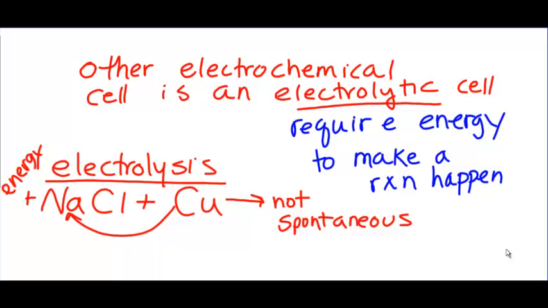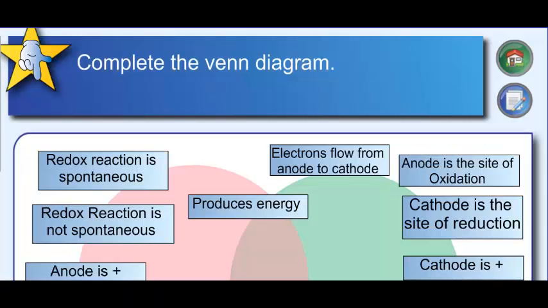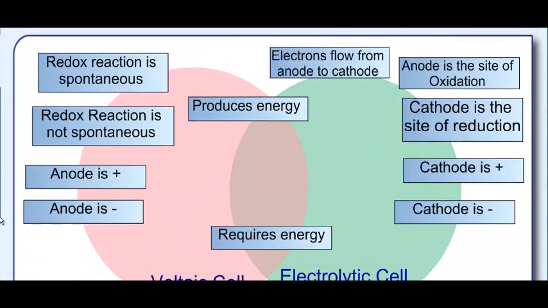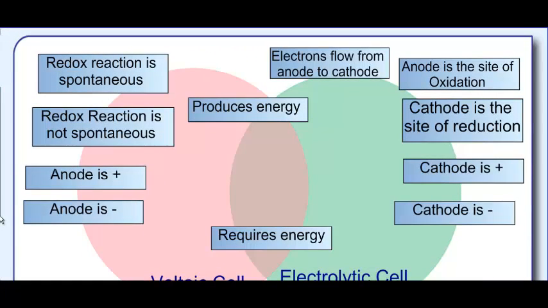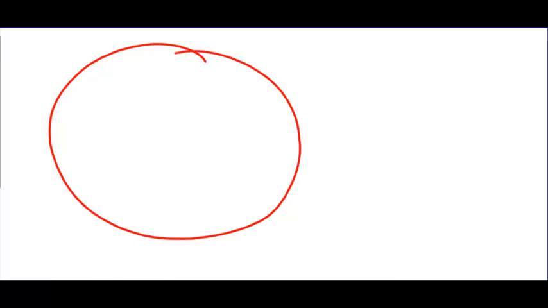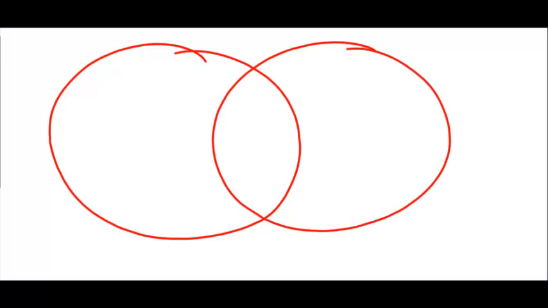So you have 10 things on your Venn diagram here. What you're probably going to want to do is, I'm just going to draw it, it's going to be less confusing. You're going to want to complete your Venn diagram so that you have circles. On this side, you're going to have voltaic cell, which is your battery. On this side, it's mislabeled in your notes, you'll put electrolytic cell. And obviously, in the middle are things that are true of both.